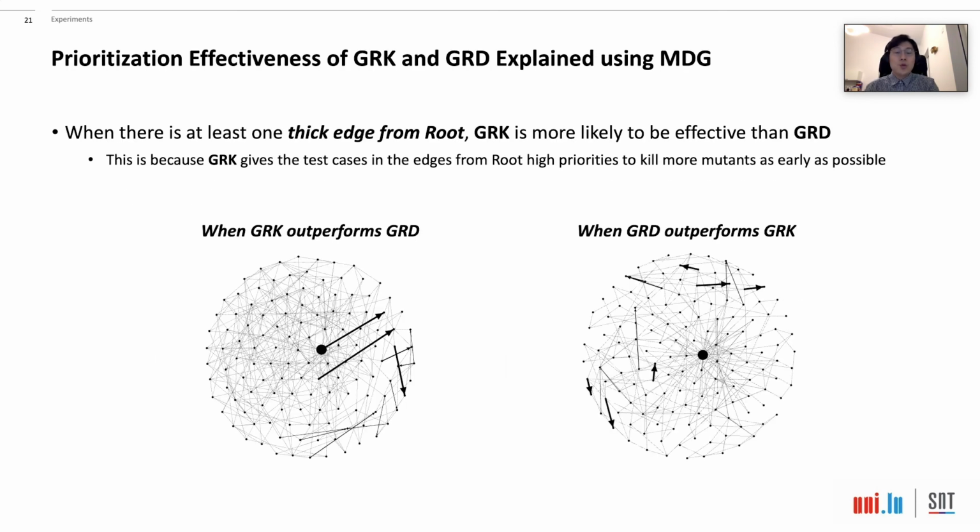Using an MDG, we can explain when the test case prioritization effectiveness of GRK is better than that of GRD or vice versa. When there is at least one thick edge from the root, GRK is more likely to be effective than GRD. This is because GRK gives the test cases in the edges from the root high priorities to kill more mutants as early as possible. For example, the left MDG shows a typical case where GRK outperforms GRD. On the other hand, the right graph shows the case where GRD outperforms GRK.